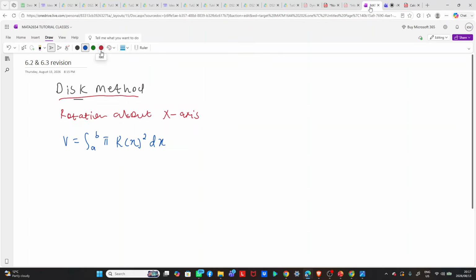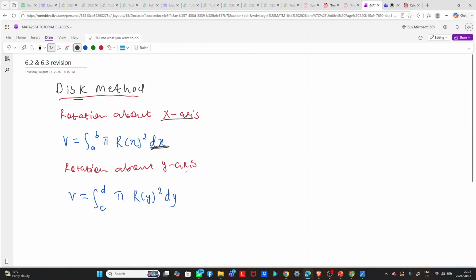What about when we are rotating about the y-axis? When you're rotating about the y-axis, your volume will be defined from c to d of pi r(y) squared dy. So observe that for this technique, whenever you are rotating about the x-axis, you integrate in terms of variable x. And when you are rotating about the y-axis, you integrate in terms of variable y. And this is the formula.